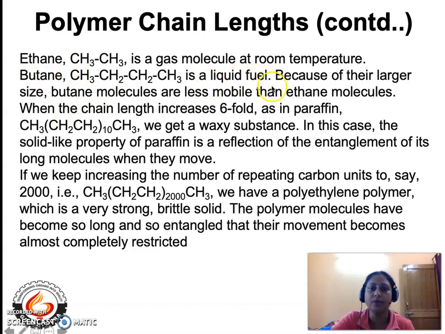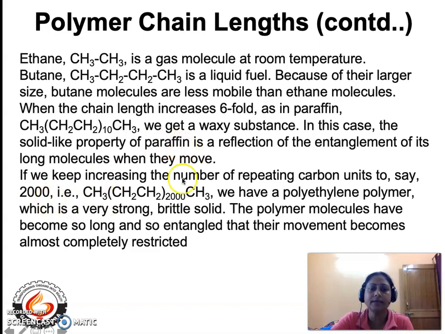In the butane molecule, because of its larger size, the mobility is restricted as compared to an ethane molecule. Now, when we increase the chain length six-fold, for example in paraffin, this is the molecular formula of paraffin, we get a waxy substance. The solid-like property of paraffin is a reflection of the entanglement of its long molecules when they move. In short, the movement is getting restricted.